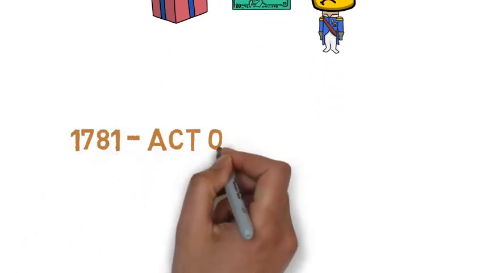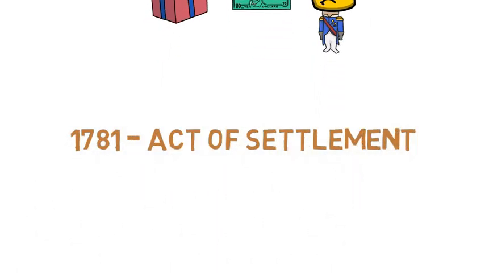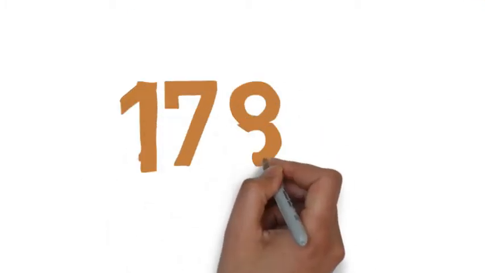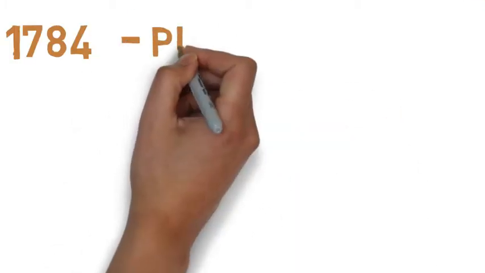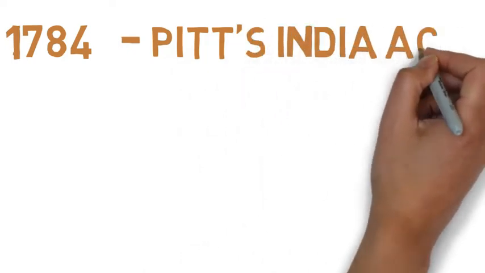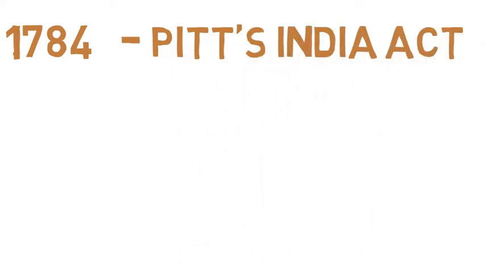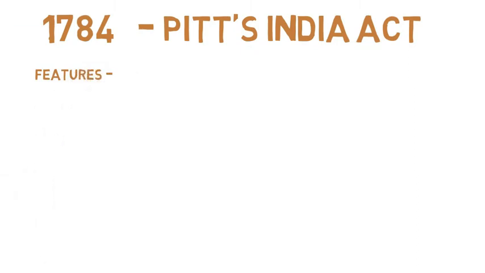In 1781, the Regulating Act was amended to rectify some of its defects. This was known as the Act of Settlement. But a major change happened in 1784 when the British government passed the Pitt's India Act. Let's look at the features of the Pitt's India Act.